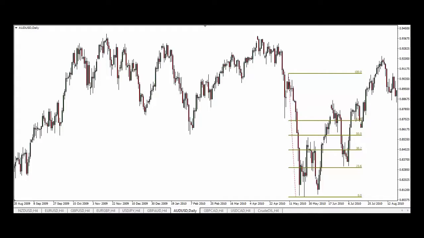This is a daily chart of the Australian dollar. However, it doesn't really matter because this is in hindsight. What's important is the structures and the analysis.